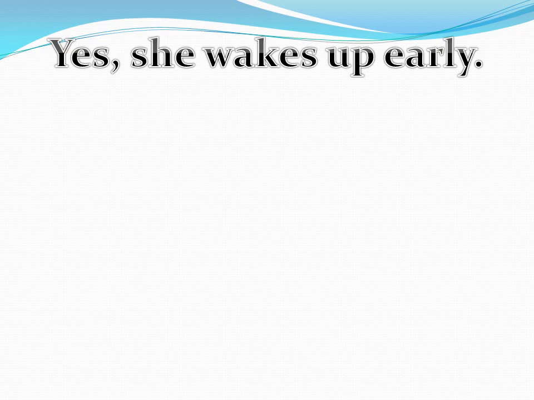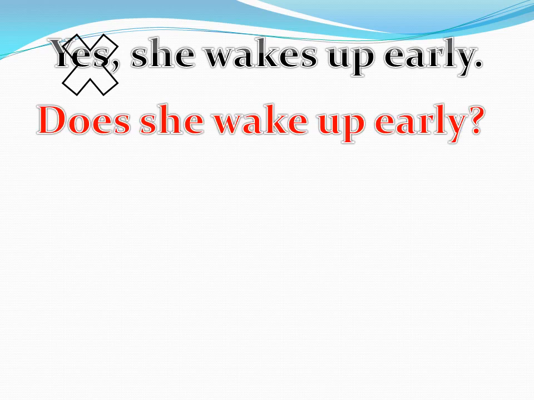Here we have an answer: yes, she wakes up early. If we want to make a question here, what would you do? First thing, we have to remove the answer. We will put an X on yes, and since the answer starts with she, we will use does, and if we use does, we will remove the S from this verb. So the question will be: does she wake up early?